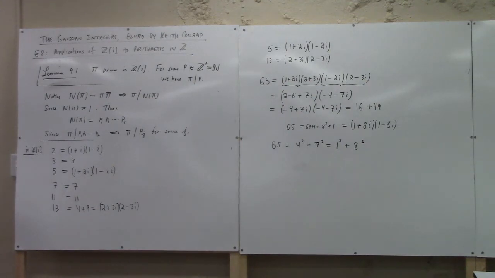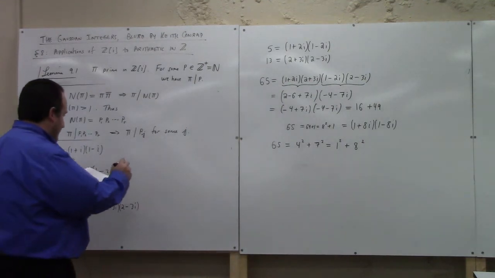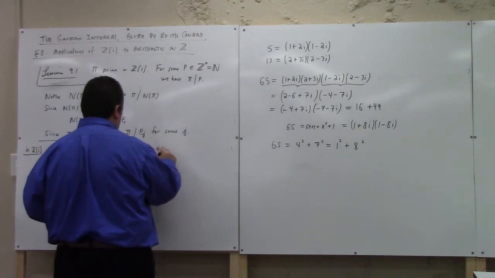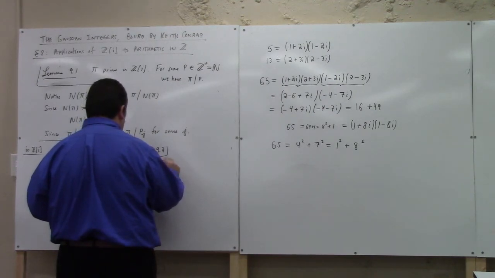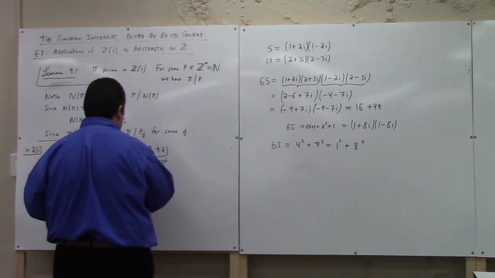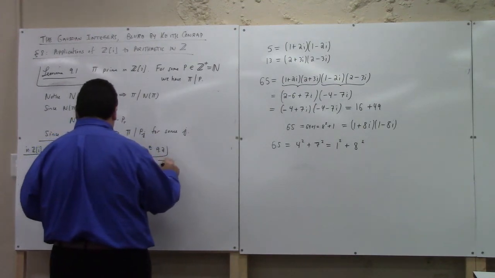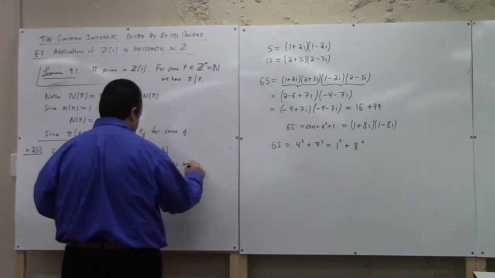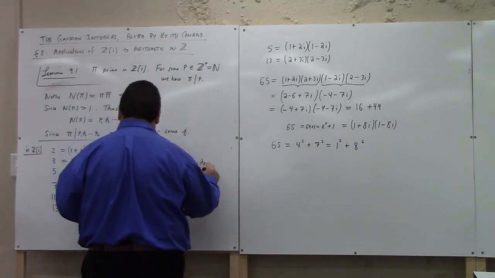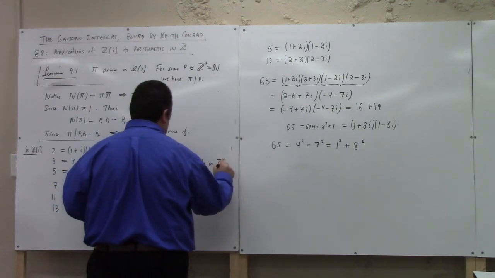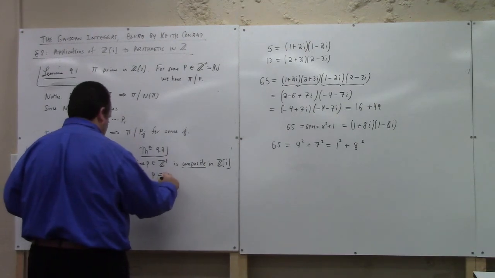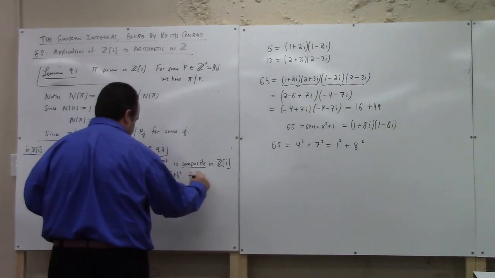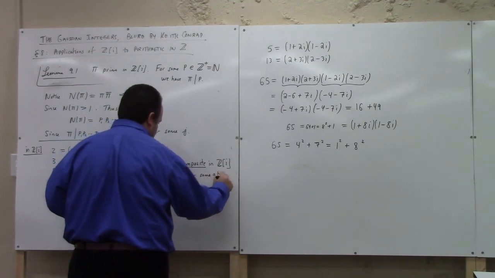So what's the pattern here? Well, here's Theorem 9.2. Theorem 9.2 says a prime p in the positive integers is composite in the Gaussian integers if and only if p is equal to a squared plus b squared for some a and b in the integers, all right?